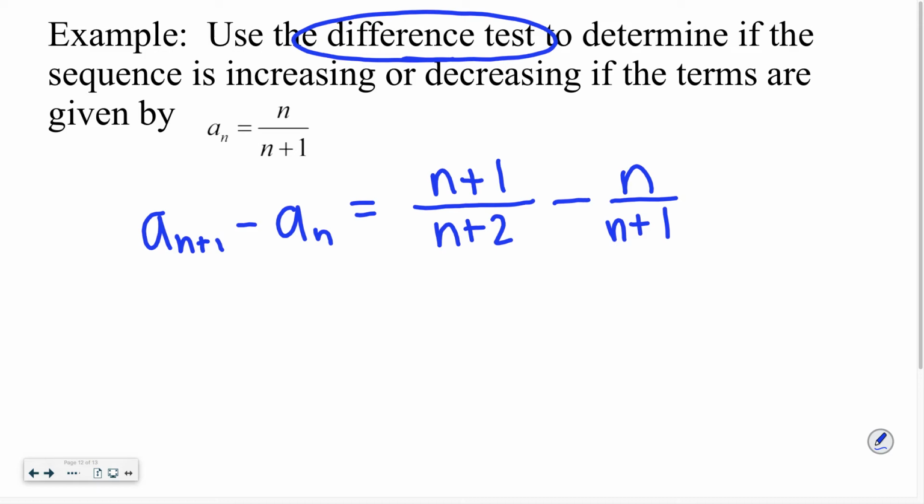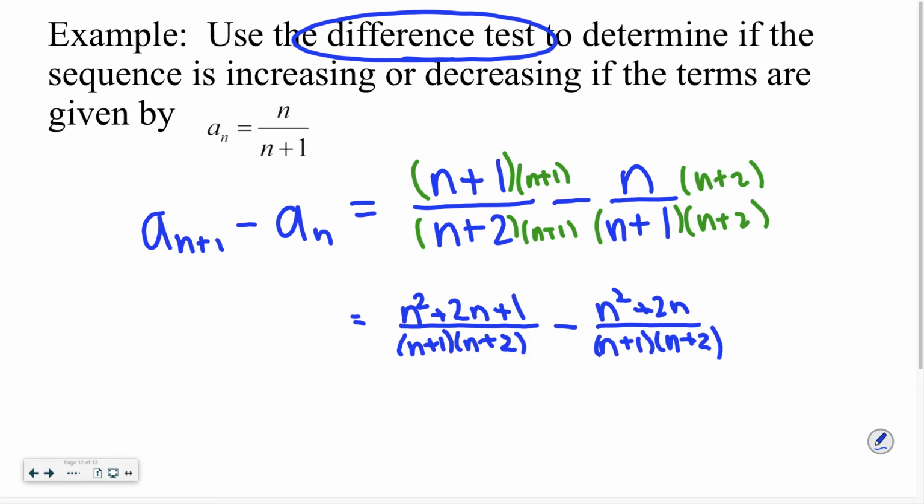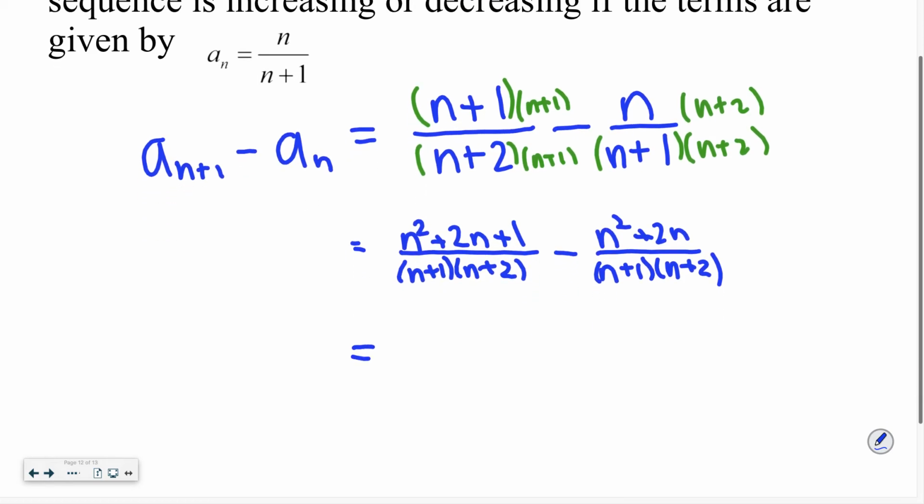We are literally going to subtract these. How do we subtract fractions? Okay, so we have to make common denominators. Look at this. What happens when we subtract our numerators? In our difference test, we are basically seeing: is the difference positive or is the difference negative?